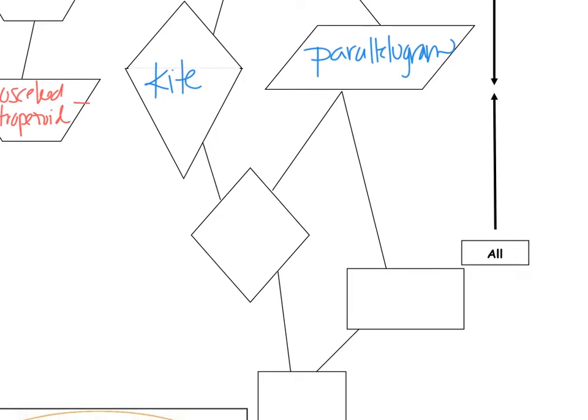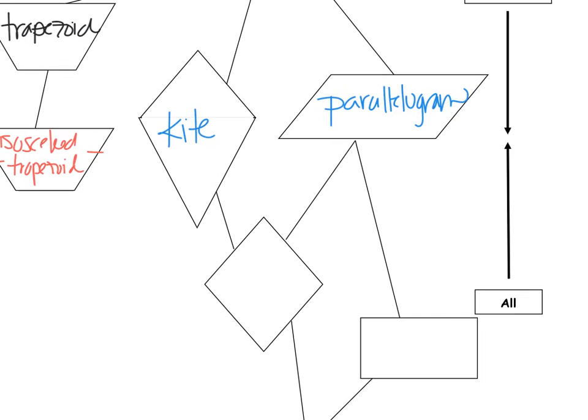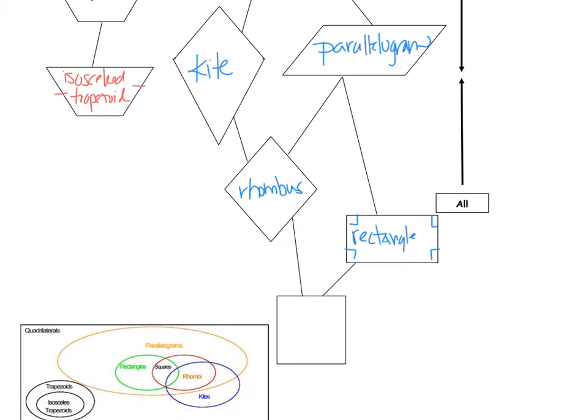Then a parallelogram continues on. A parallelogram branches out into a rectangle, and a rectangle is unique because all angles are right angles. And then we also have a rhombus. Now notice that a rhombus can be both a parallelogram and a kite. Okay. And then finally, we have a square.